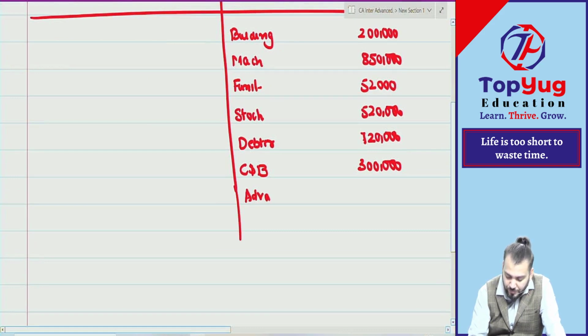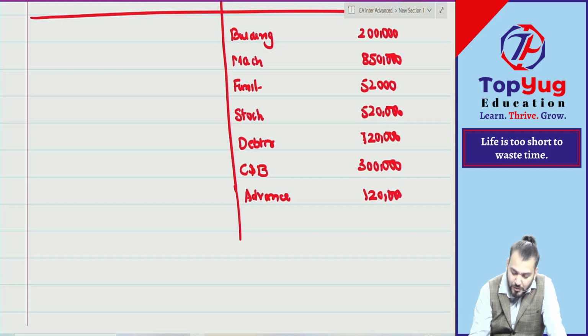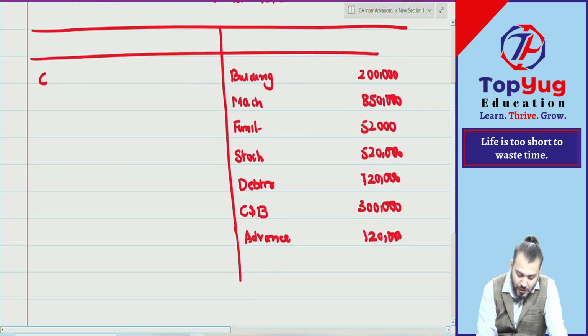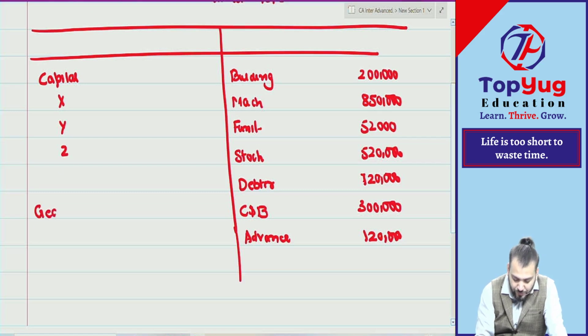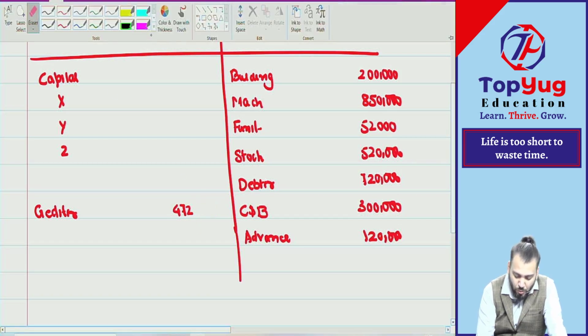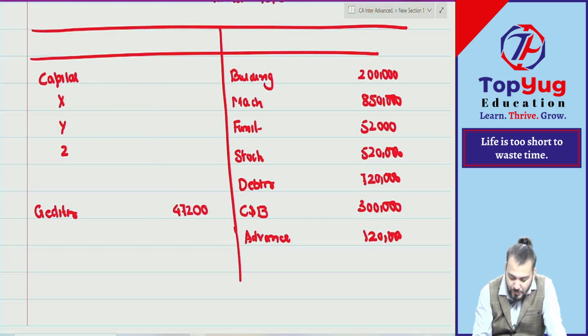Advance, how much? 1,20,000. Then we write down capital. What are the names of the new partners? It is XYZ. Creditors, how much? Reserve will not come. 4,72,000. How many have taken reserve? I hope you have understood that reserve will not come. With practice it becomes easy. Bank loan, how much? 1,60,000. I think all liabilities are written.